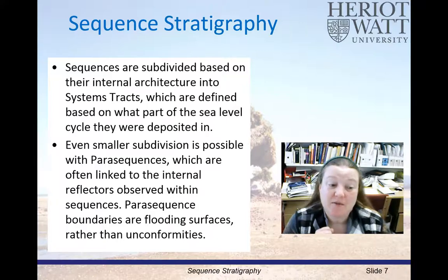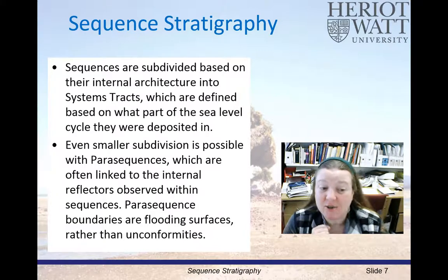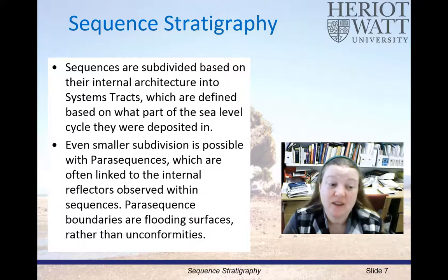A further subdivision of systems tracts is possible with what are known as parasequences. Parasequences are often linked to the reflectors observed within the systems tracts themselves, that is, they contain or are bounded by sharp lithological contrasts. Parasequences tend to be little coarsening upward successions, and their boundaries are flooding surfaces, that is, abruptly finer units, as opposed to the sequences themselves, where the bounding surfaces are sea level lows.